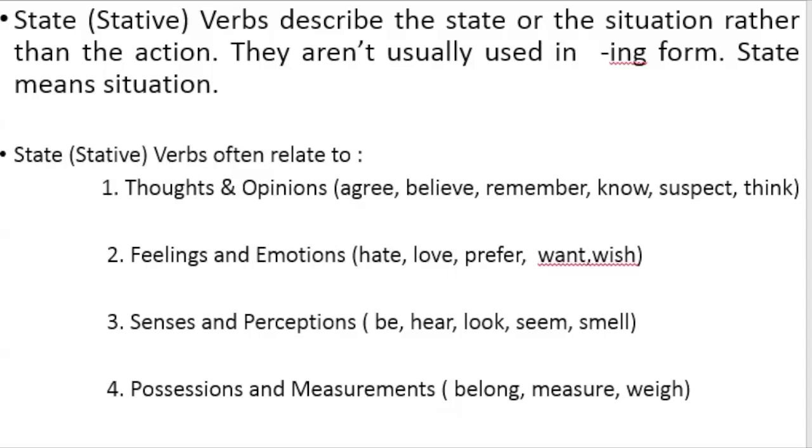State or stative verbs describe the state or situation rather than the action. Action சொல்லாது, situation சொல்லும். They aren't usually used in ing form. So they are not usually used in progressive form. Ing form means progressive form. State means situation. State or stative verbs often relate to thoughts and opinions, feelings and emotions, senses and perceptions, possessions and measurements. I've given the verbs over there.